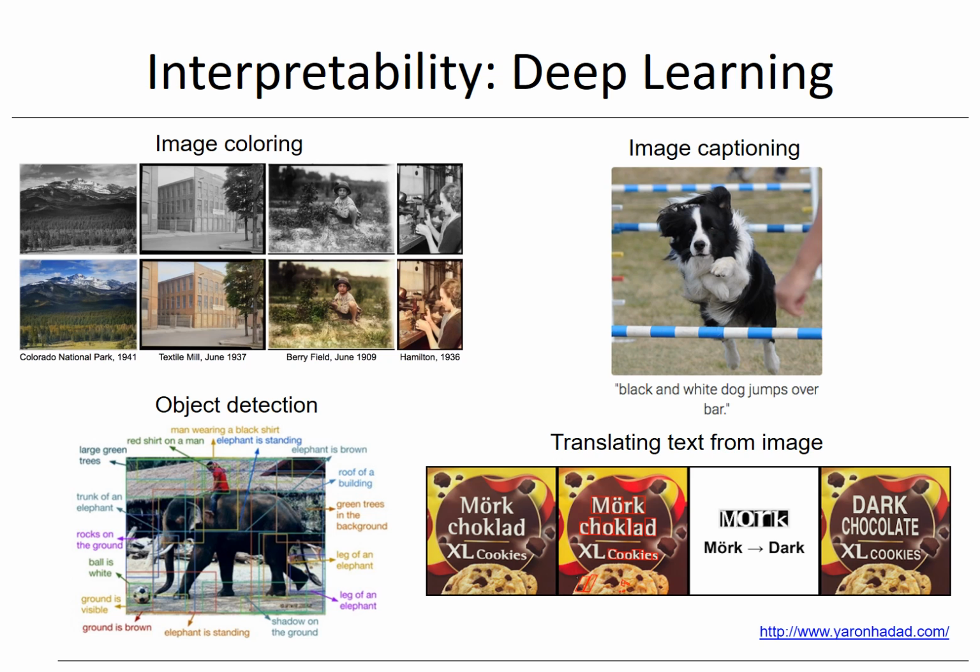Or for object detection, as you can see in the lower left, or it can also be used for translating text from an image. You can see in the lower right corner that there are certain types of cookies with some kind of language, I don't know what it is, but it looks a bit Scandinavian to me. Well, you can train a deep learning neural network that is going to look at what's in this image and then translate it to the language you want.